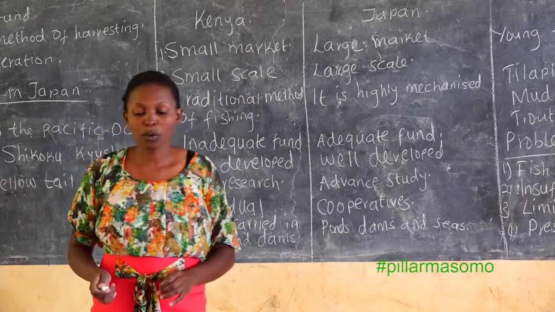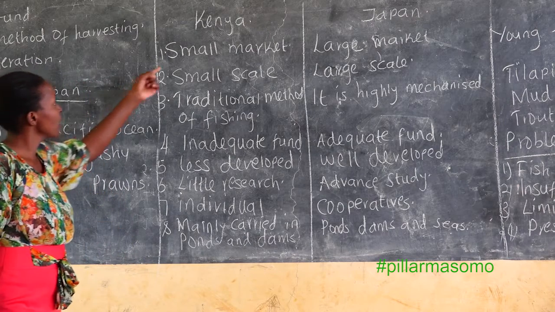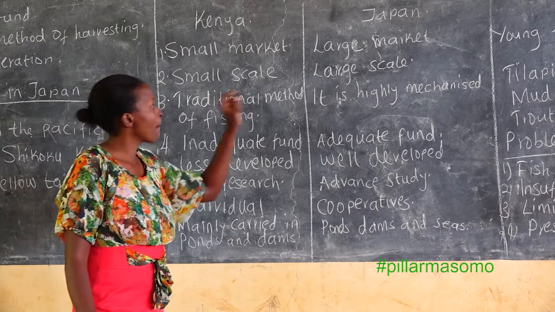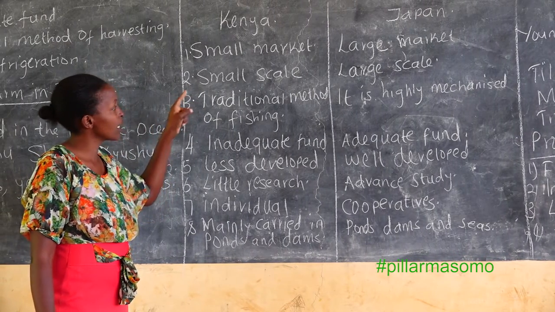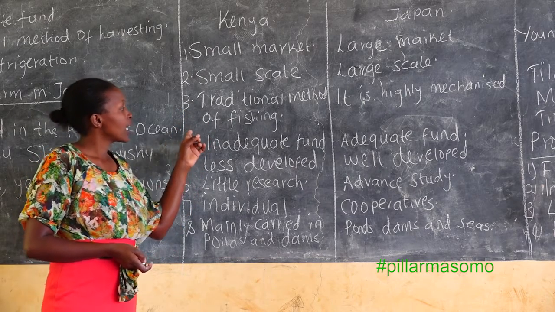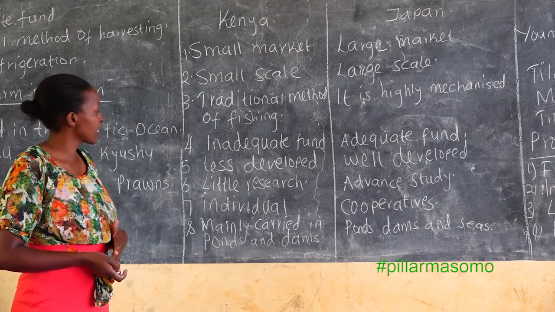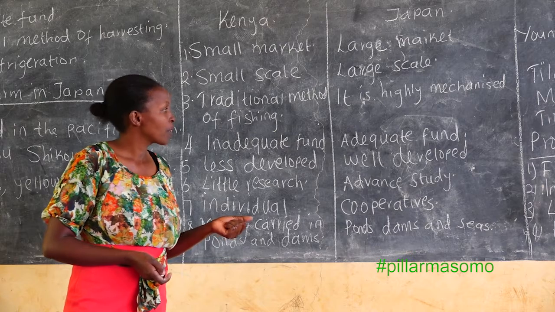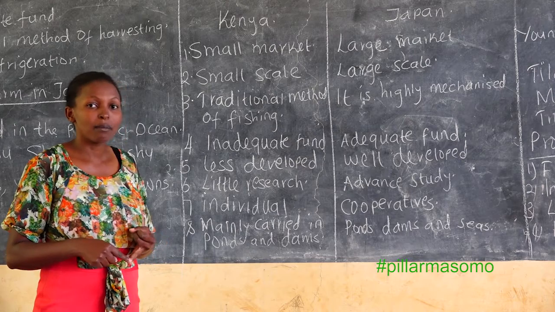And now we have already compared Kenya and Japan. The first one we have seen, in Kenya we have a small market, but in Japan there is a large domestic market. And then the second one, fishing here is done on small scale, and in Japan it is done on large scale. Then number three, the traditional method of fishing is used in Kenya, but in Japan it is highly mechanized. Then number four, inadequate funds in Kenya, but in Japan there is adequate financial support, either from banks or from the government.